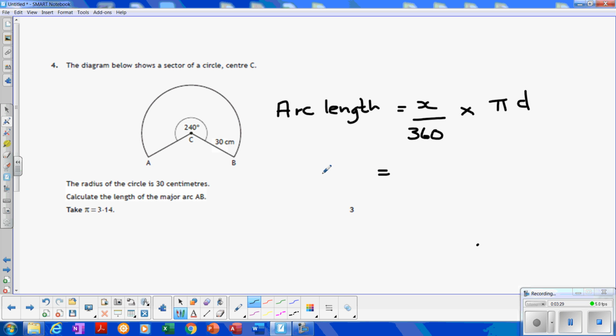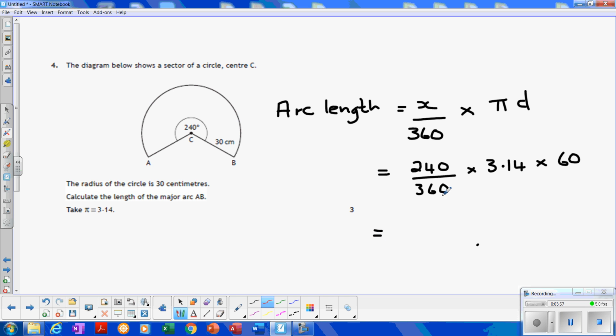Now, the angle we've got here is 240 degrees, so it's 240 divided by 360. And they've told me to use pi as 3.14. Now, this is no calculator, so we're going to have to work this out, but hopefully things will start cancelling. Then we've got to multiply by the diameter. Now, the radius is 30. Diameter would be double that, would be 60 in centimetres. Right, now at this stage, we're going to look and see if anything cancels.